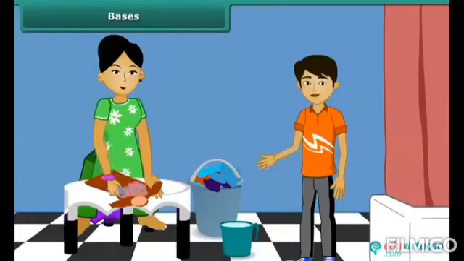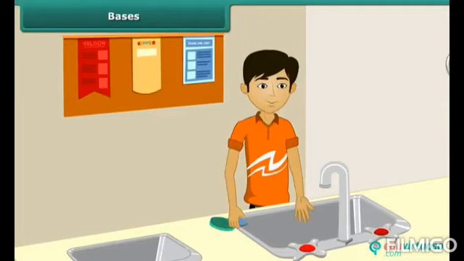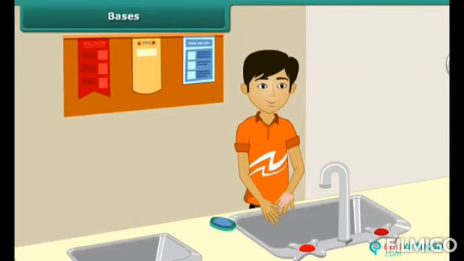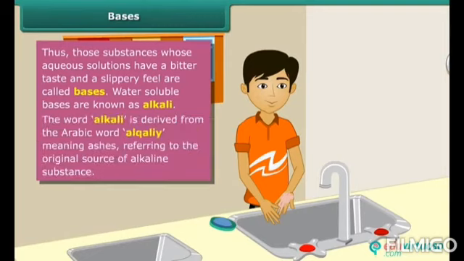We wash our clothes every day with soap. Do you know which kind of solution it is? Soap solution tastes bitter, and on rubbing on the palm, it gives a slippery feeling because it contains base. Thus, those substances whose aqueous solutions have a bitter taste and a slippery feel are called bases. Water-soluble bases are known as alkali. The word alkali is derived from the Arabic word alkali, meaning ashes, referring to the original source of alkaline substance.